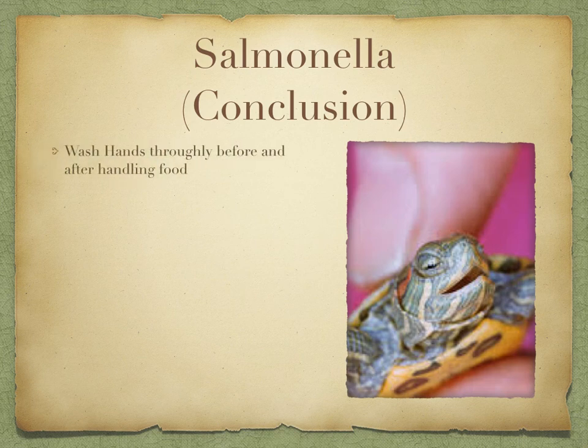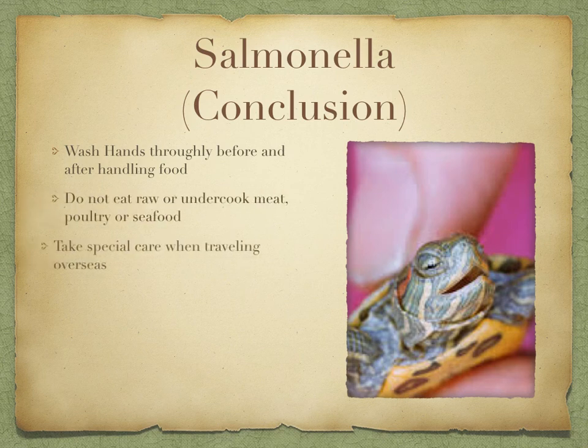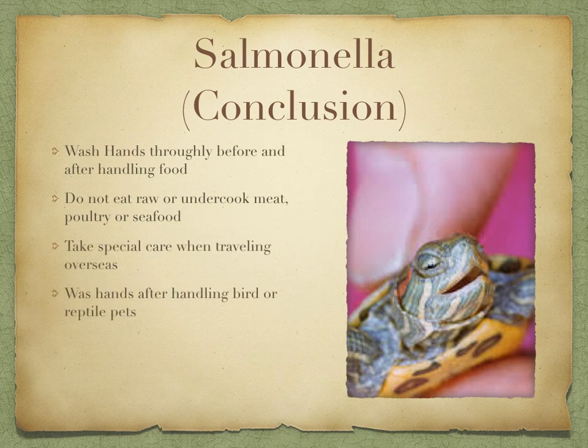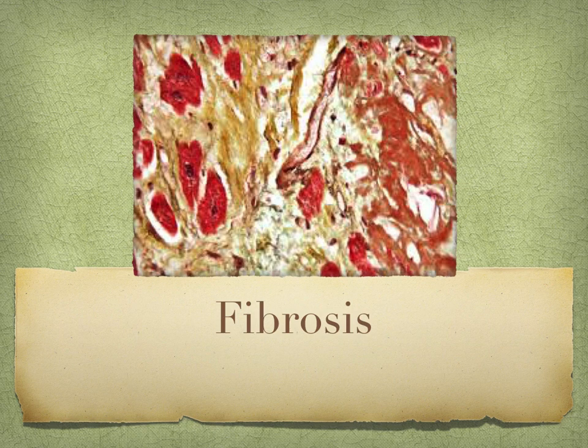Other things to watch out for, or just things to remember in conclusion when we talk about salmonella. Make sure you're washing your hands thoroughly before and after you handle food. Don't eat raw or undercooked meat, poultry, or seafood. Take special care when traveling overseas. Wash hands after handling birds or reptiles or pet birds or pet reptiles. Seek medical care if symptoms present, and always stay hydrated.